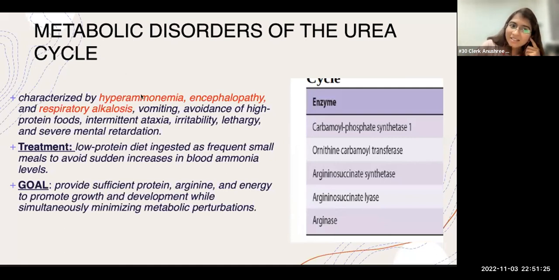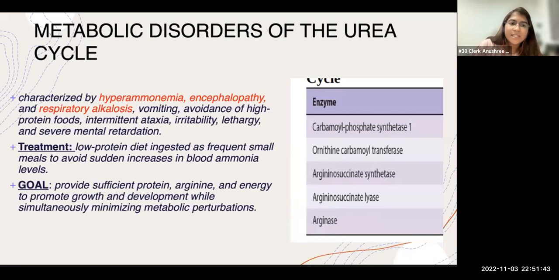So we can agree that we know why hyperammonemia is there, why encephalopathy is there, and why respiratory alkalosis is there. Along with this, you would also see that the child would be vomiting. They would avoid high protein foods.